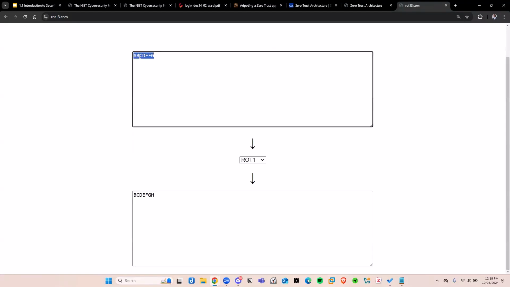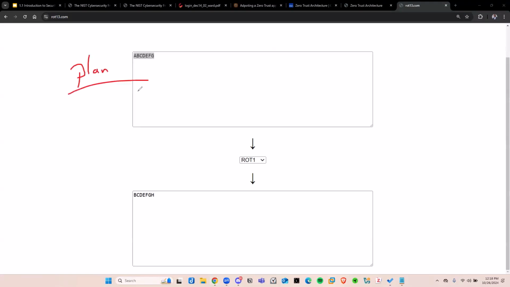So if I say A, B, C, D, this is plain text. Again, I'm going to talk about this next week. Plain text means it's a message that you can read and understand, something that has not been encrypted yet. We're still talking about confidentiality. And then you have this right here. It's known as ciphertext, a message that has been encrypted. So right now, I'm using ROT1 as the algorithm, which we also call a cipher.